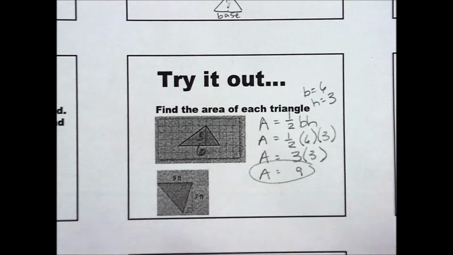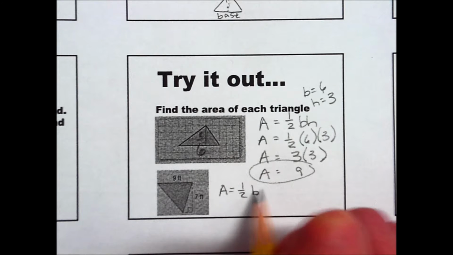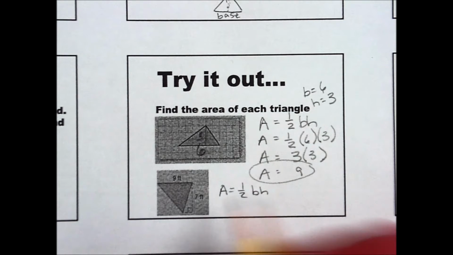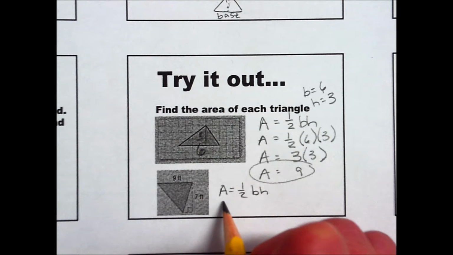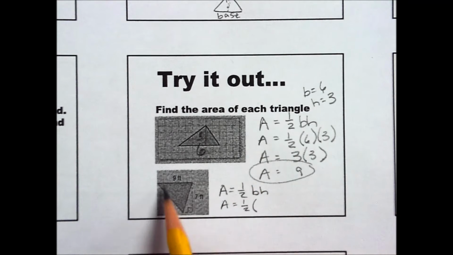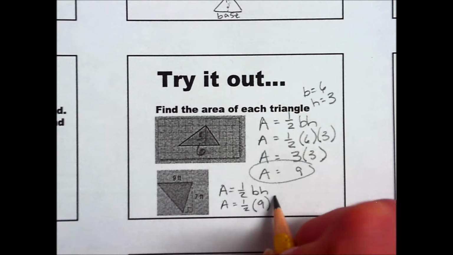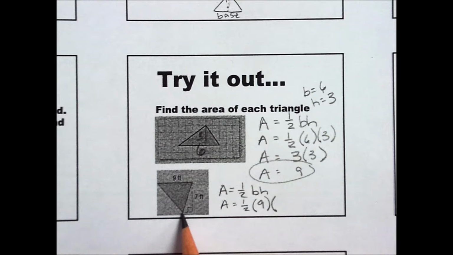All right, let's try this one. Area equals 1/2 base times height. So I'm ready to plug in what I know. I'm looking for the area. So 1/2 of the base, which is here, 9, times the height, which is 7.